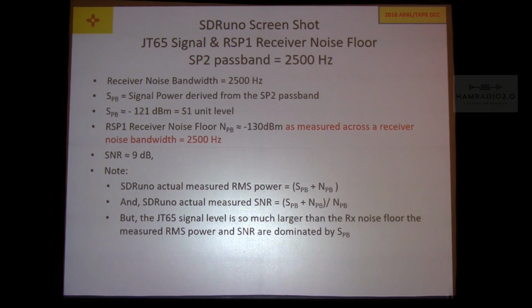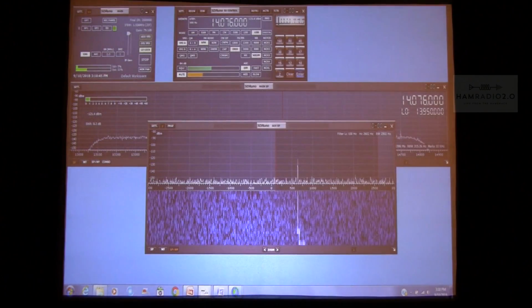Here's a bullet slide that is associated with the key facts on the spectral display that we'll focus on next. So then I introduced the Jt65 signal along with the receiver noise floor. I wanted to characterize that first to make sure I truly understood what I had going here.